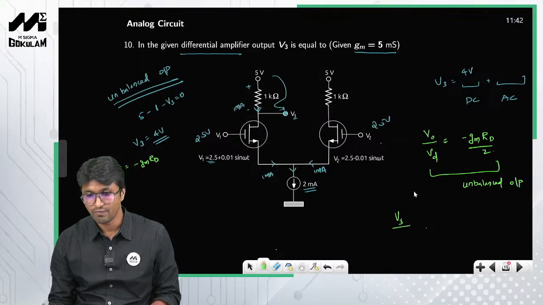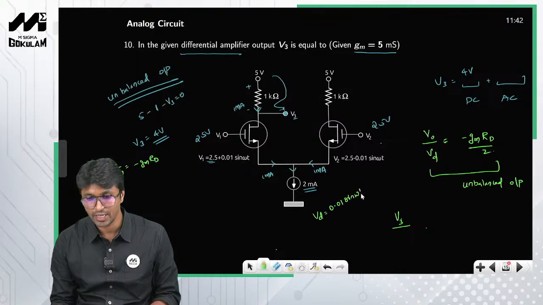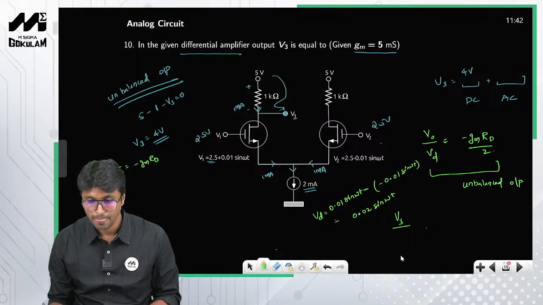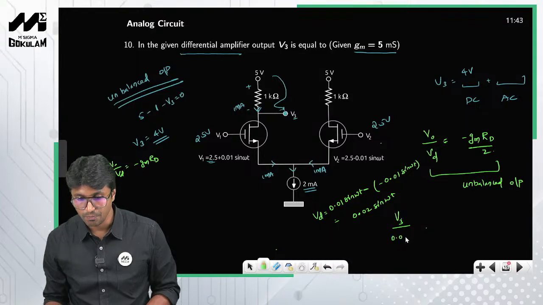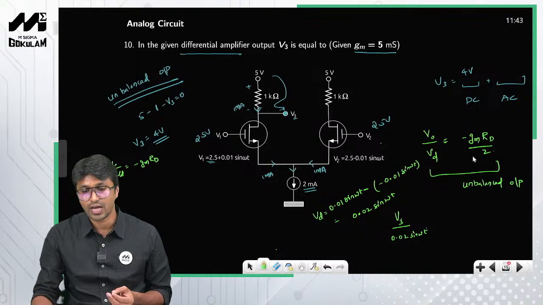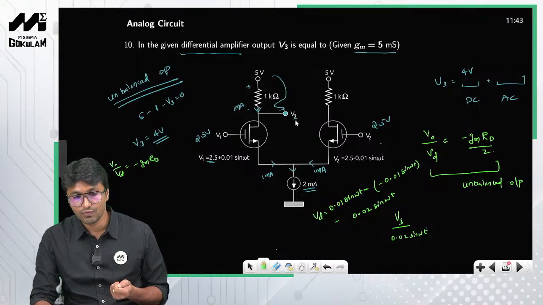So what is Vd? Vd is the difference between the inputs: 0.01 sin omega t minus minus 0.01 sin omega t, right? So this is 0.02 sin omega t. So Vd is nothing but 0.02 sin omega t, right? Here listen, they are not asking you to find the gain, they are asking you to find the voltage, right?